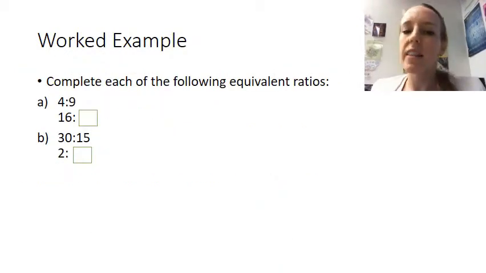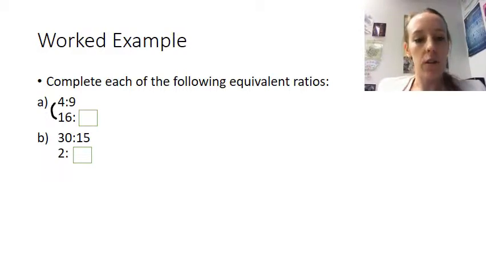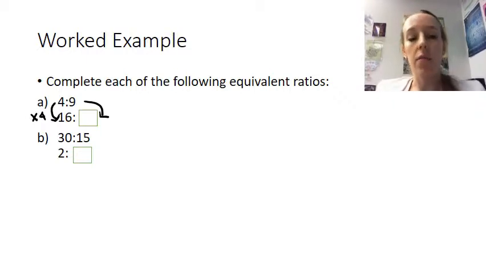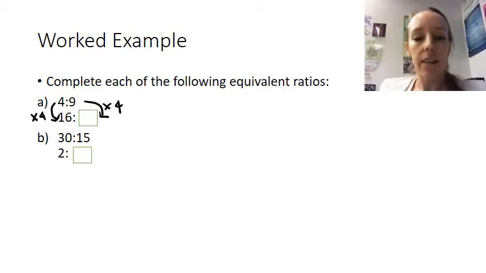Okay, for our other worked examples, we have to complete the following equivalent ratios. The first one: 4:9 is the same as 16 to what? To get to 16, what happened to the 4? Well, we multiplied it by 4. For the 9, we're going to have to do the same to the other side, because that will be an equivalent ratio. If we multiply one number, we have to multiply the other one by the exact same thing. So 9 times 4 is going to give us 36.